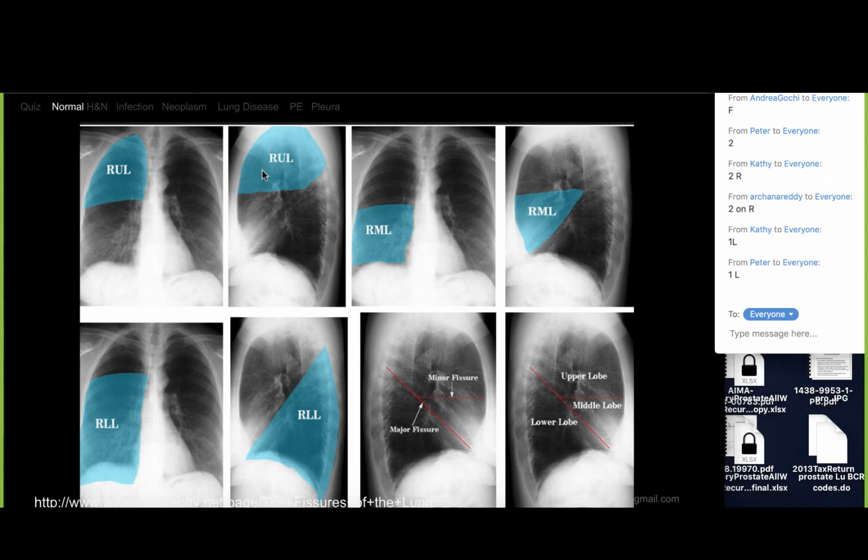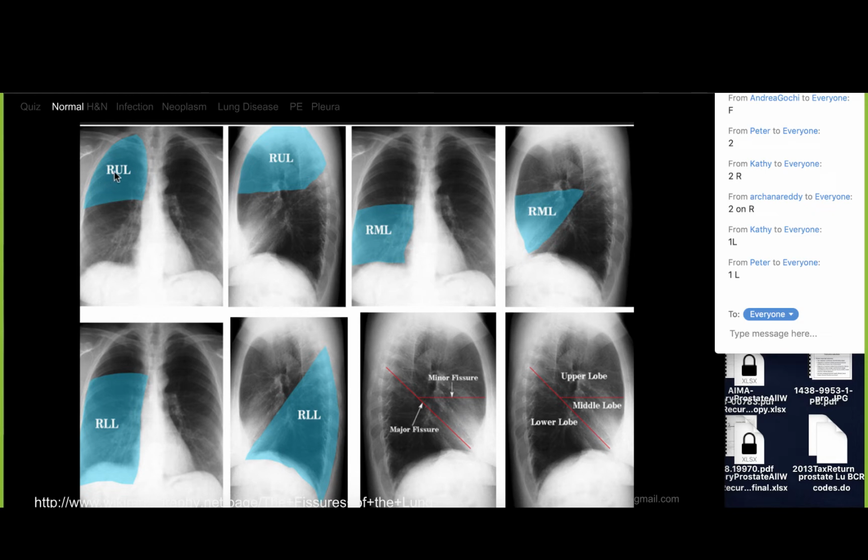In normal patients, you don't see the fissures because they're not visible by radiograph. You can see them by CT. But if they're pathologic, for example, if the patient has pleural effusion from CHF, then you can see the fissures being outlined. But typically this is sort of where the boundaries are.